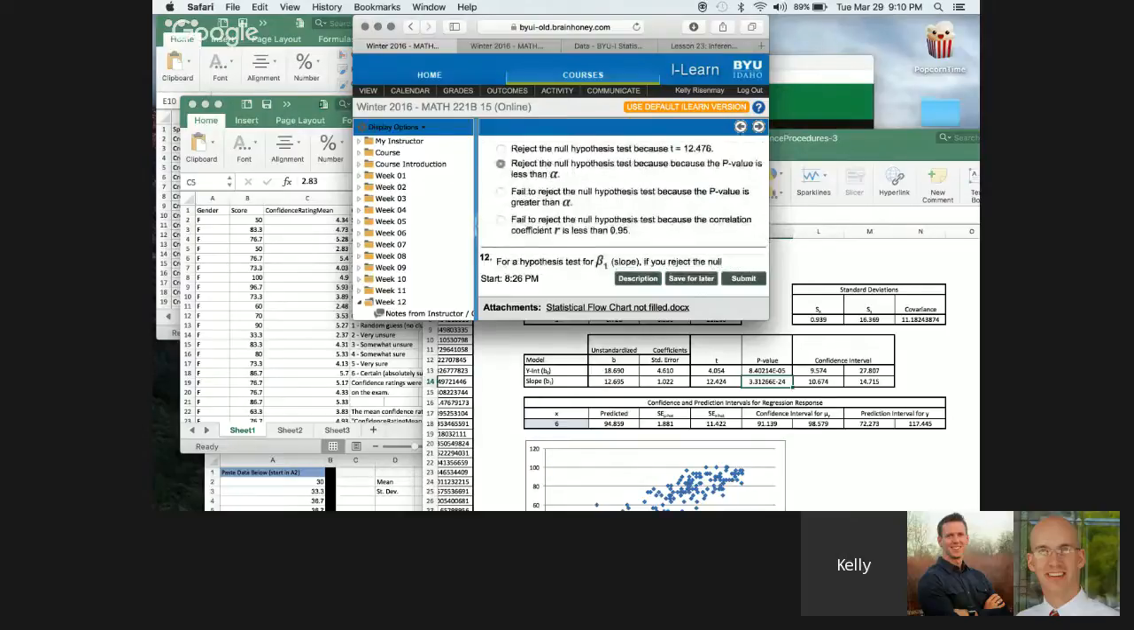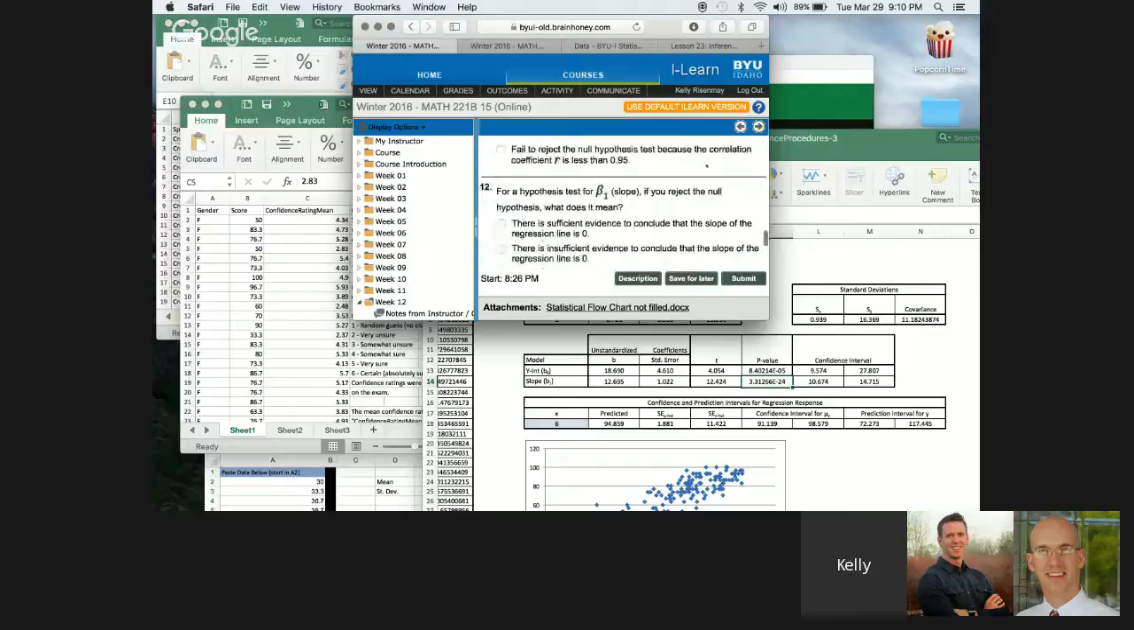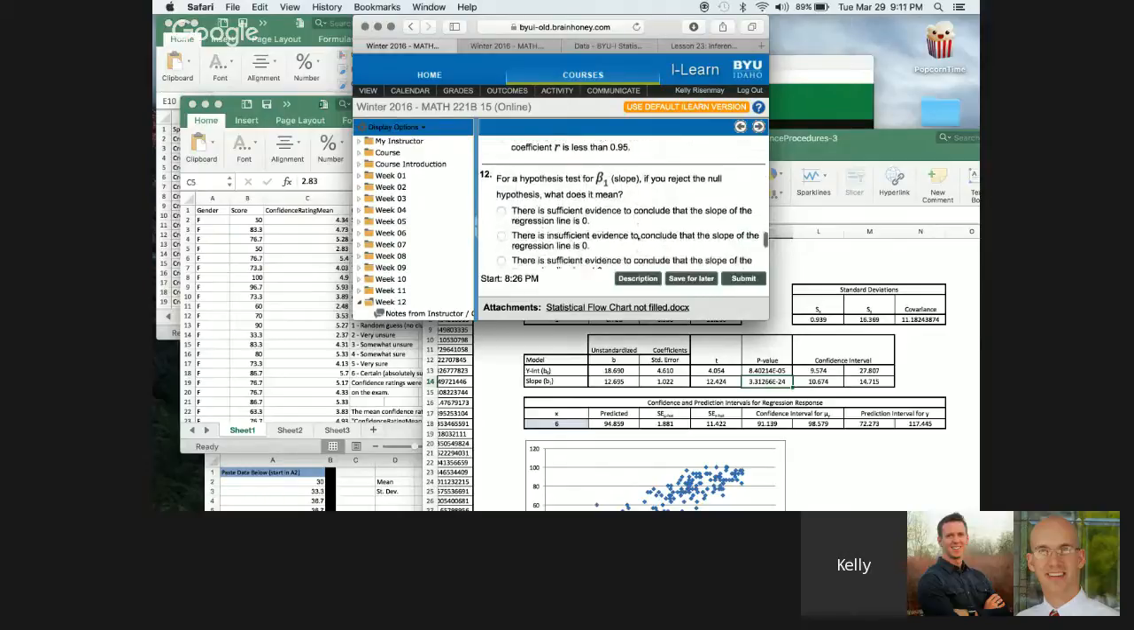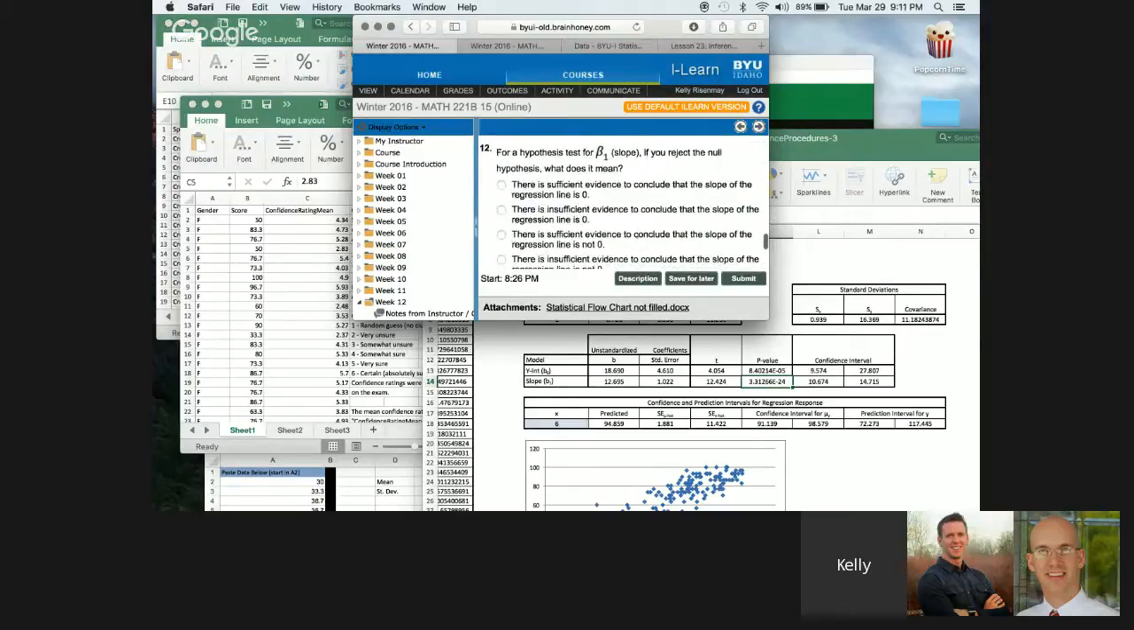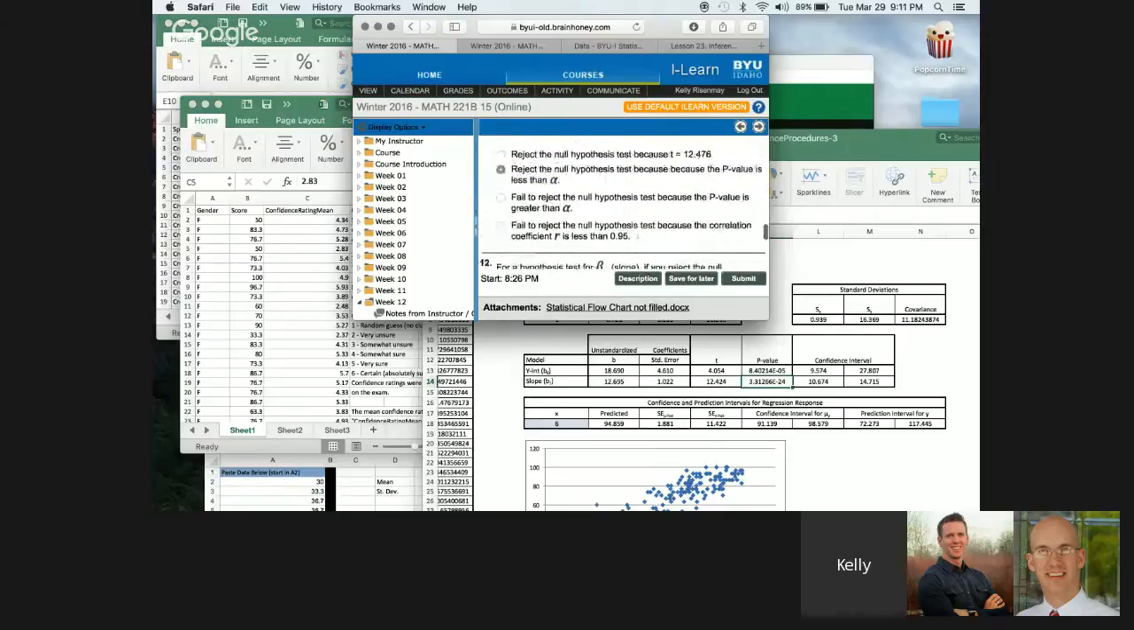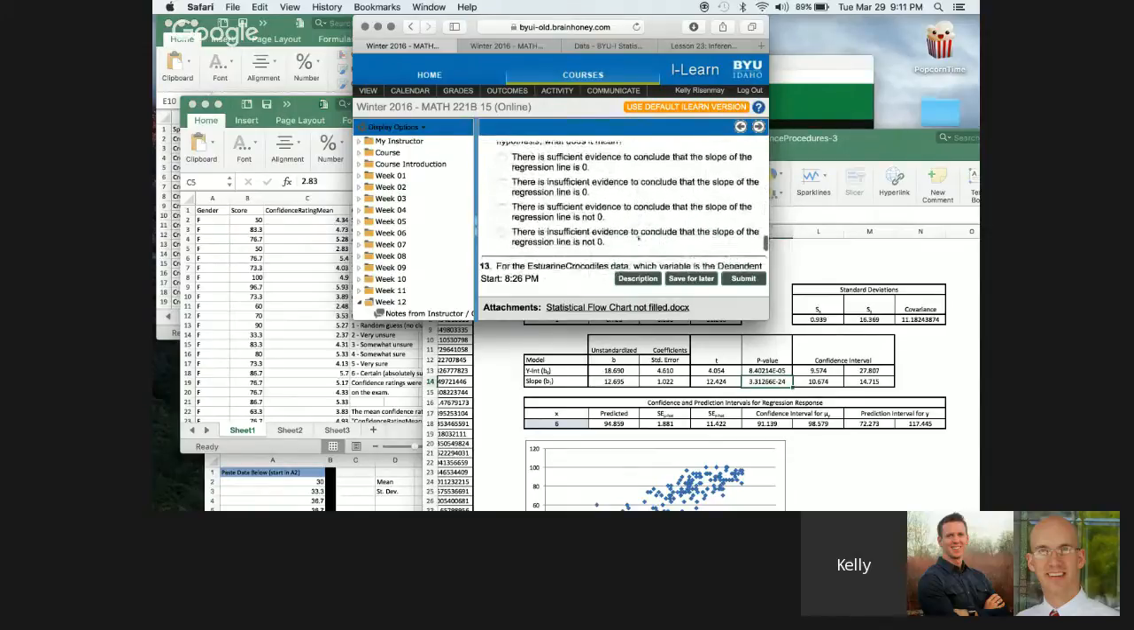Alright, number 12 reads, for a hypothesis test for B1, the slope, if you reject the null hypothesis, what does it mean? It means that there is sufficient evidence to conclude that the slope of the regression line is not 0. So C. You got it.